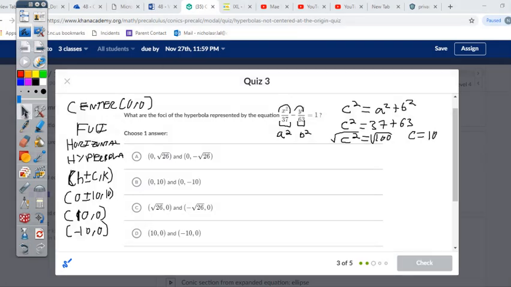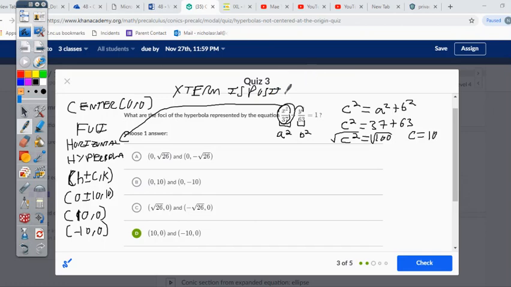And the reason why I know this is horizontal is because the positive term is the x term. That's what makes us know it's horizontal. The positive term is the x term.